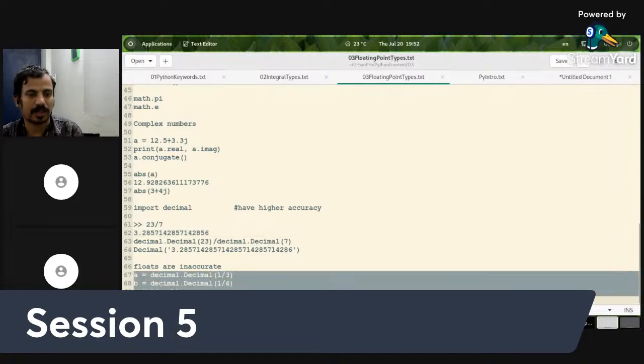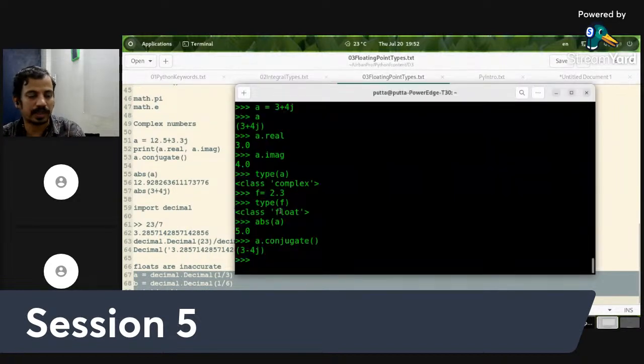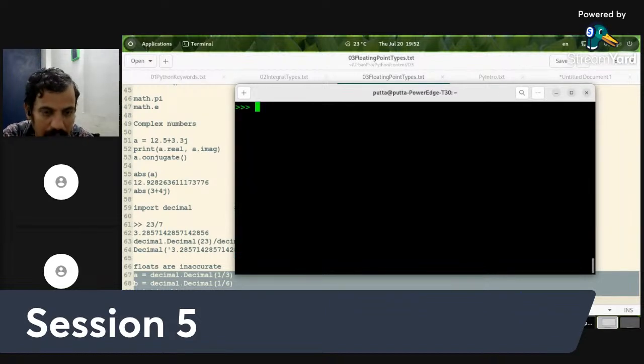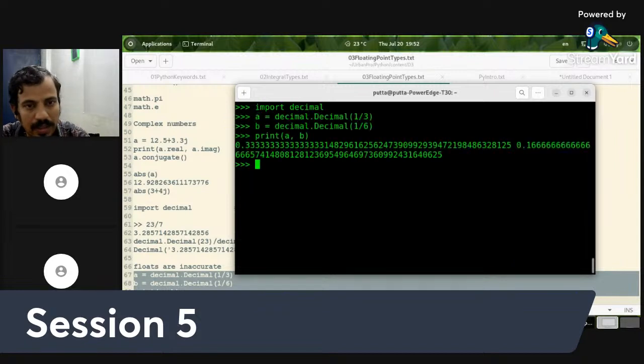Floats are inaccurate. I think I have an example. So, import decimal. First import decimal.